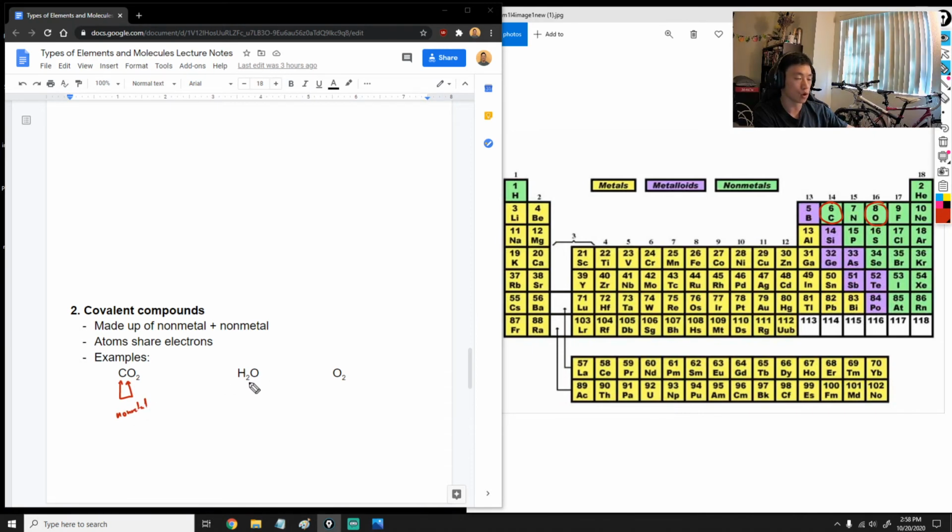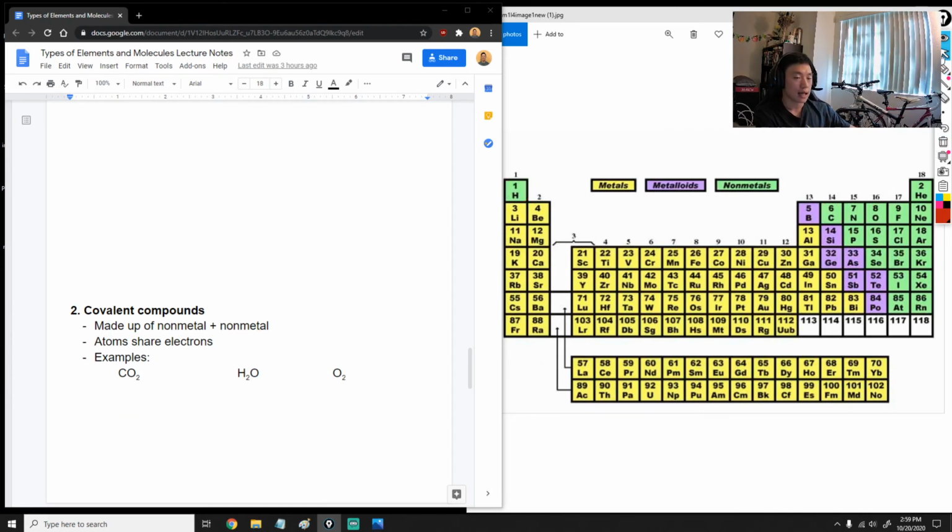Another example, water, H2O. H is a nonmetal, it's green. O is a nonmetal, it's green. Since they're both nonmetals, it's going to be covalent. And also here we have O2. O is a nonmetal, and since there's two of them, they're both nonmetals, so it's going to be covalent. Okay, so the key here again is just know that it's made out of nonmetals. Covalents are nonmetals.